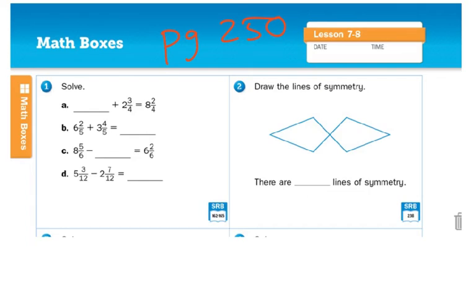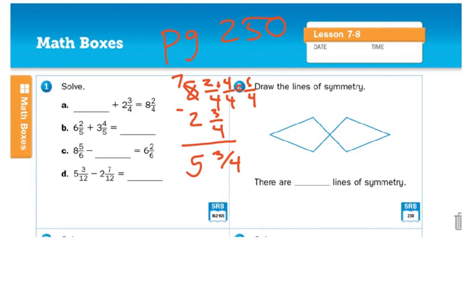In 1A, some mixed number plus 2 3/4 gives me 8 2/4. So if I take 8 2/4 and subtract 2 3/4, watch what I can do. Add 4/4 to that. I get 6/4. 6/4 minus 3/4 is 3/4. And 7 minus 2 is 5. So 5 3/4. Just going to erase some of this so you can see it.